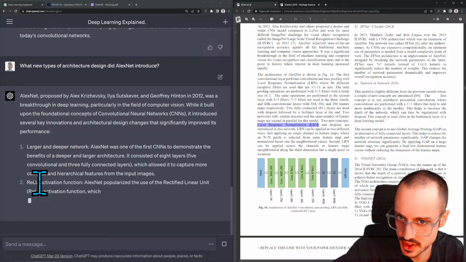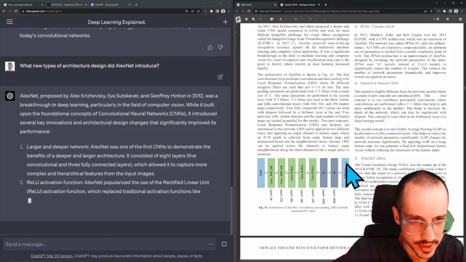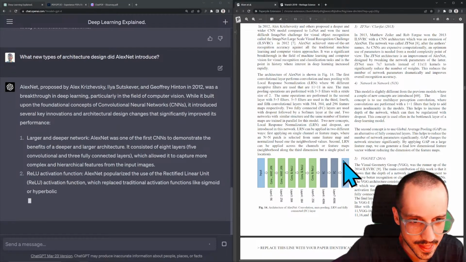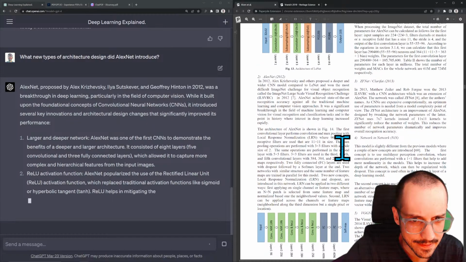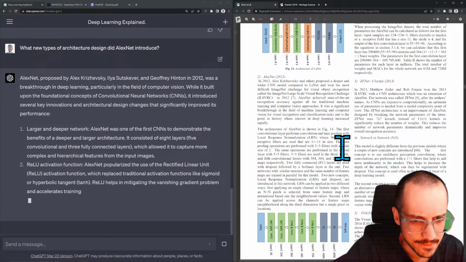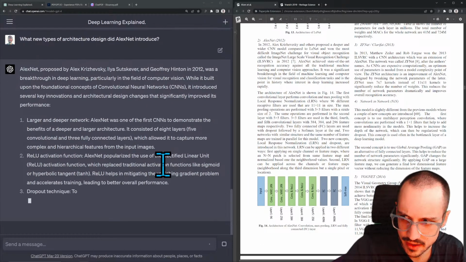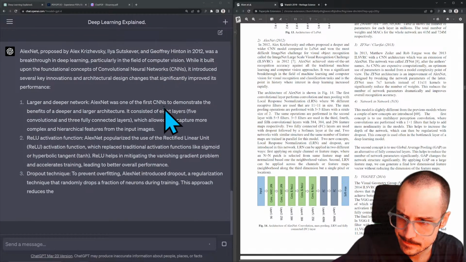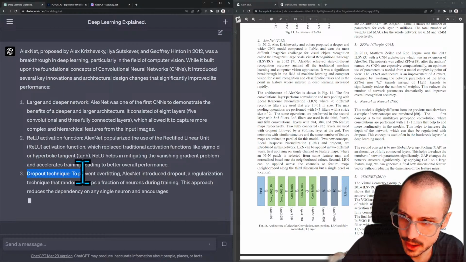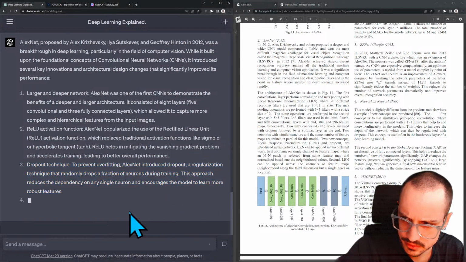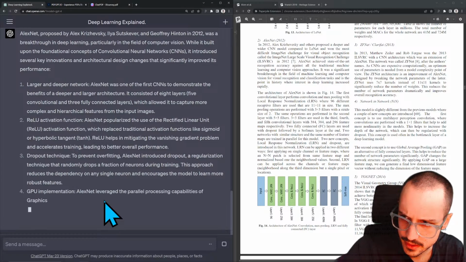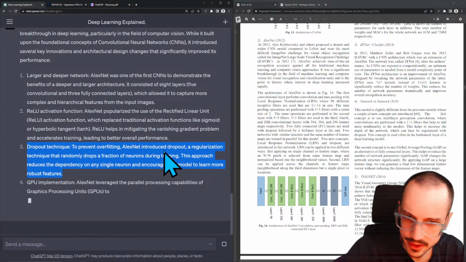ReLU activation function. I did not know that. Is that true? The ReLU is from AlexNet? I thought the ReLU is older than that. Oh, here you go. Dropout. Boom. Nice. Okay, so it did get the dropout.